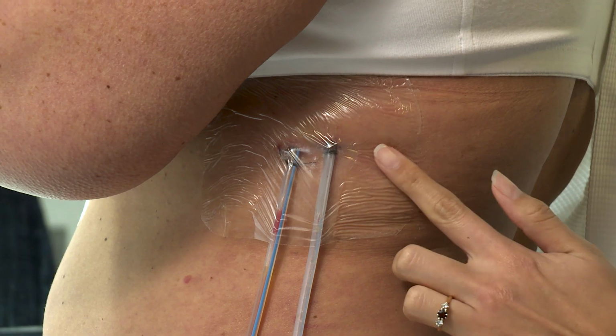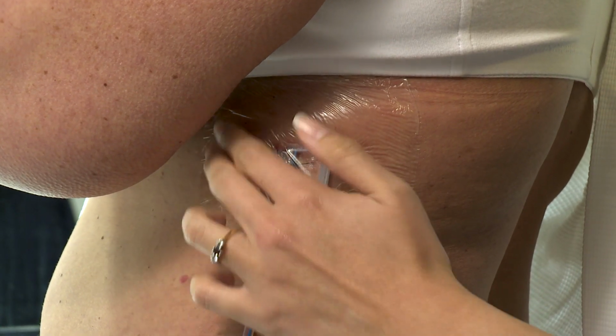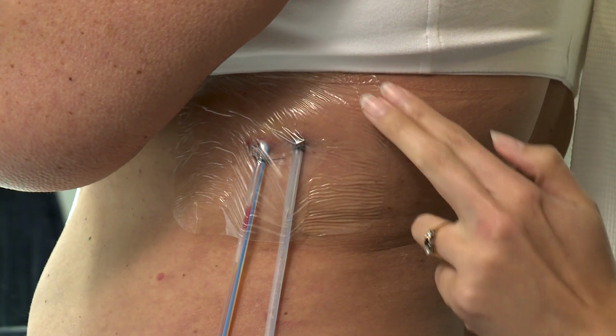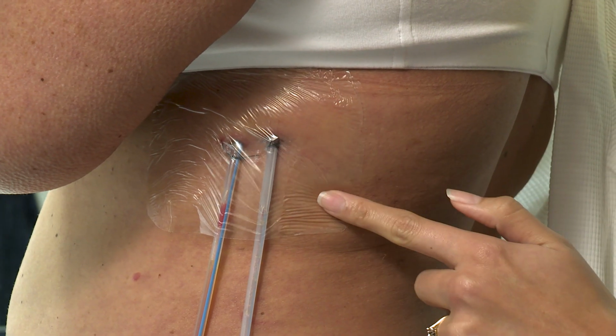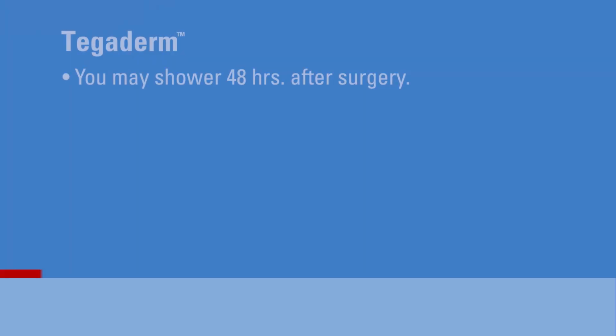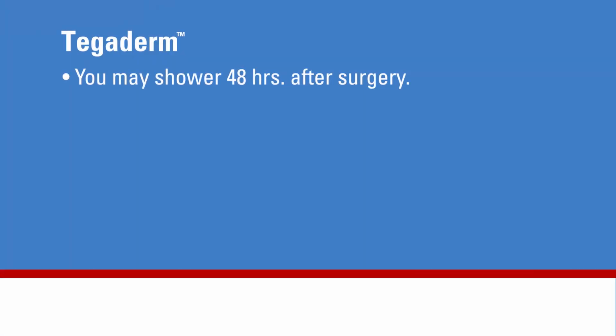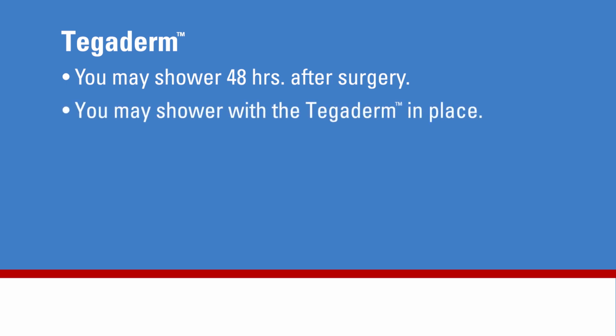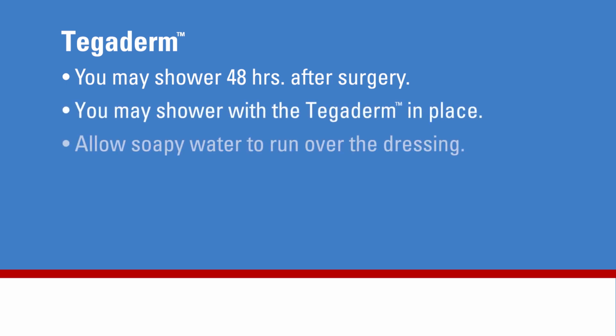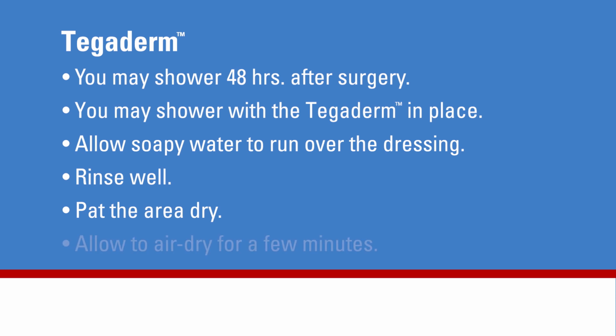Tegaderm is a clear, thin, waterproof bandage that is applied over the drain insertion site at the time of your surgery. You may shower 48 hours after surgery. You may shower with the Tegaderm in place. Allow soapy water to run over the dressing like a waterfall. Rinse well. Pat the area dry with a clean towel. Allow to air dry for a few minutes.